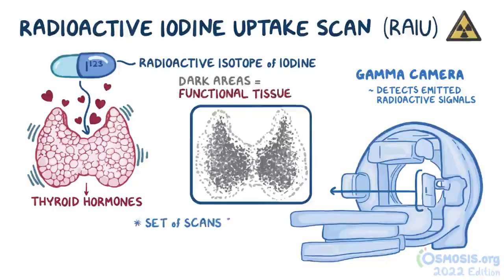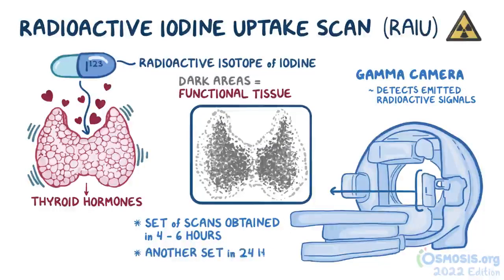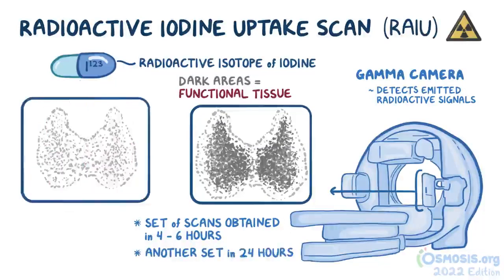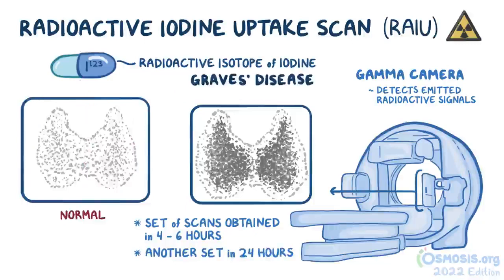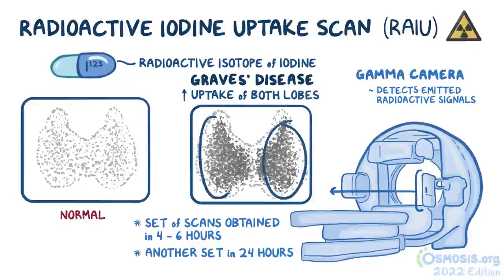A set of these scans is obtained 4 to 6 hours later, and then another set is obtained 24 hours later. A normal thyroid gland looks like 2 gray wings. With Graves' disease, there's a diffuse increase in the uptake of both lobes of the thyroid, so the thyroid appears darker and larger.